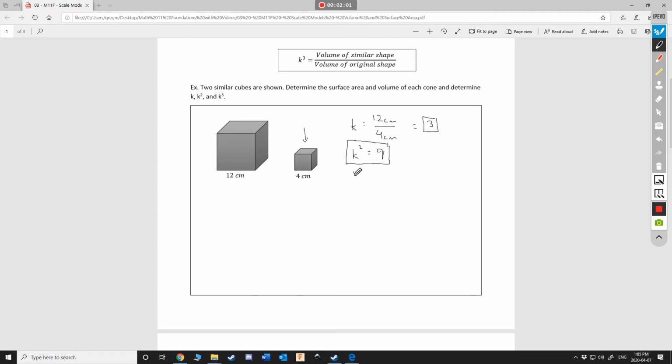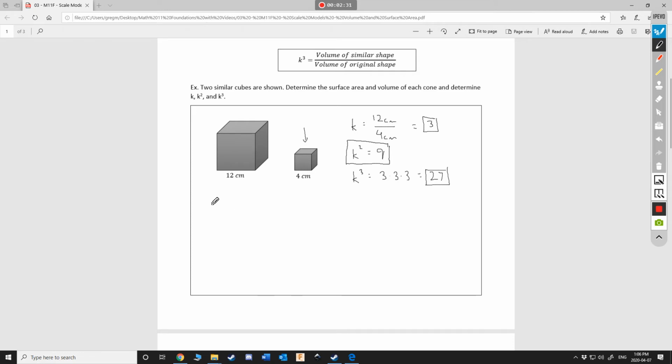If I look at k cubed, k is 3, 3 to the power of 3. So k cubed is 3 times 3 times 3. So 3 times 3 is 9, times 3 we get 27. So this is our volume scale factor. What that means is that if this original box could hold so much amount of liquid, this bigger one can hold 27 times more liquid, or the volume of stuff. So let's go ahead and actually solve for the area of each one.